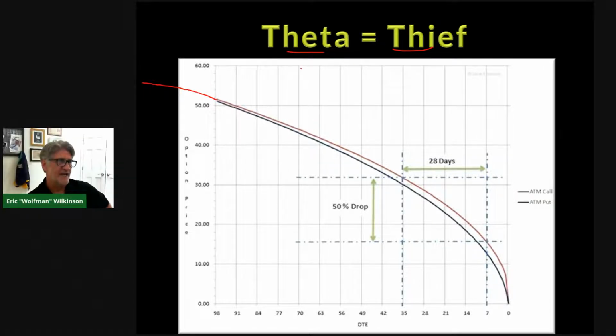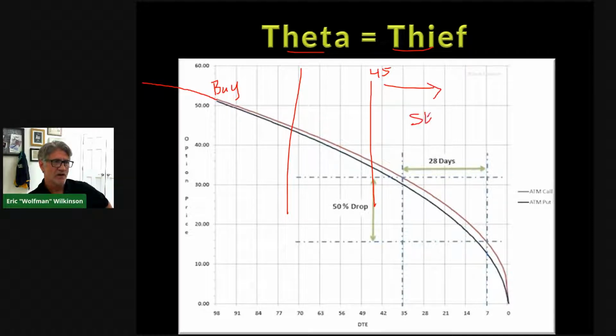So I like to say outside of 70 days to expiration is your buy zone, and inside really 45 days to expiration is your sell zone, right? I mean, just looking at this, if I sold something here, I would want this kind of erosion happening, right? If I buy it out here, I want this slow erosion. I don't want it to happen quickly, all right?